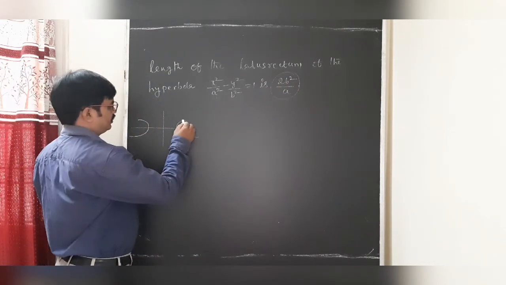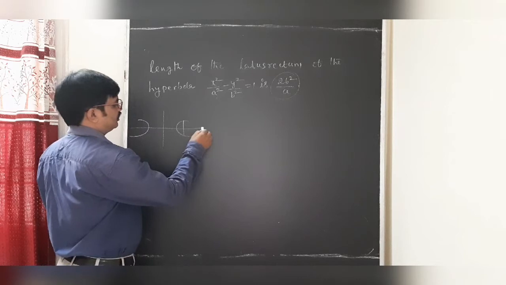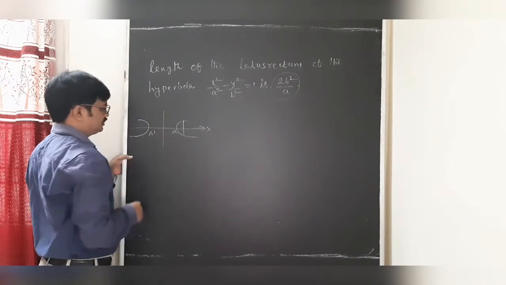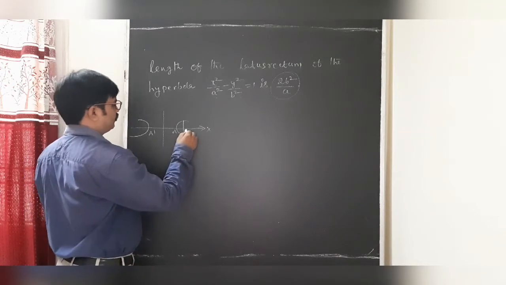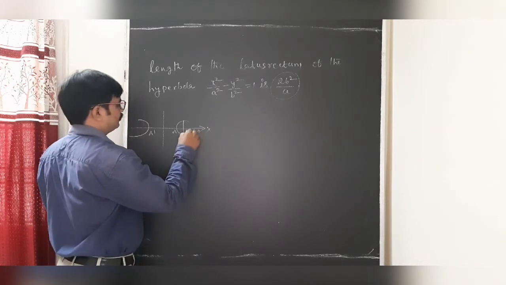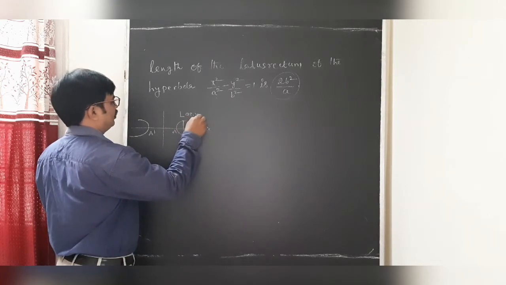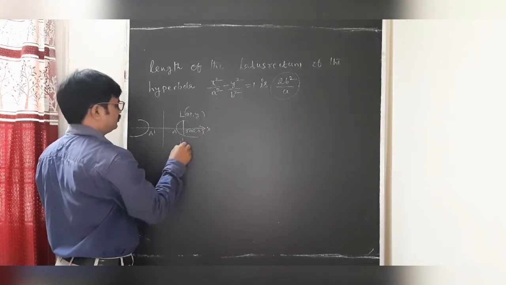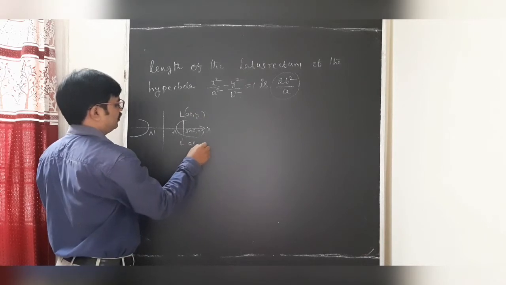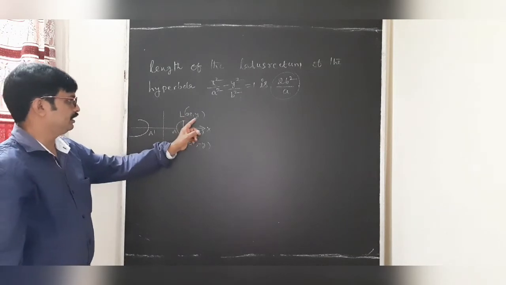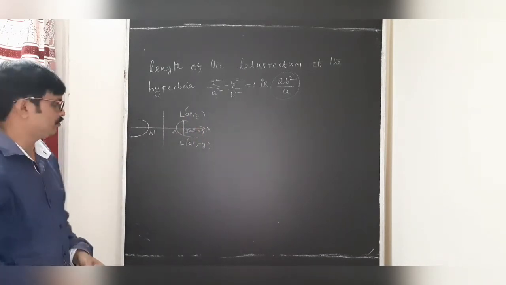So, dear students, when the focal chord is perpendicular to the transverse axis, you see AA dash is the transverse axis. So, students, this is the focus (ae, 0). This is the end (ae, y). L dash is (ae, minus y). So, students, the point L (ae, y) lies on the hyperbola.